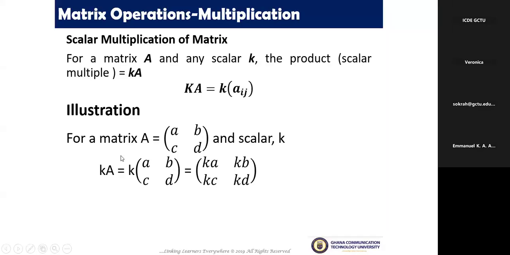gives you this, and then K multiplies D, and that gives you KD, as you can see. So that is what it means. Now the K can be any number. It can be a whole number, it can be a fraction, it can be positive, it can be negative, any number at all, just one number. That is what you refer to as the scalar. Any question on that?